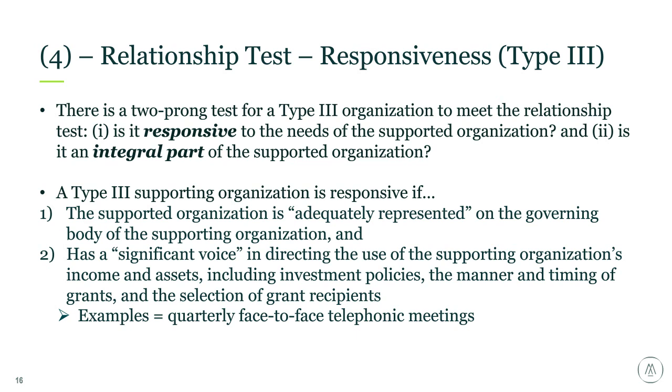Additionally, it should also be highlighted that the significant voice test does not necessarily mandate that the supported organization dictate how a supporting organization can use its income and assets, but it merely states that it should have some type of say in that. Now, as you can see right away, Type 3 relationships are certainly the weakest of those which we have discussed so far, as there is really only a requirement for a supported organization to appoint only one officer, director, or trustee, or there just needs to be overlap of one of those aforementioned individuals.